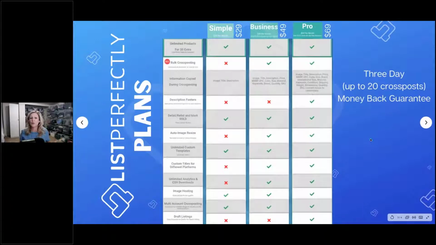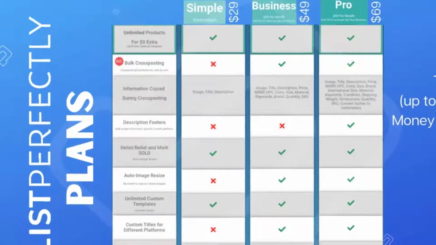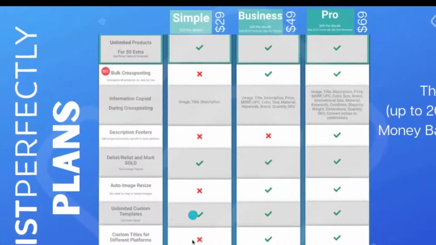They do offer 3 different plans. Pick the one that's right for you. I'll just leave this slide up really quick. What I'm going to do today is show you what List Perfectly does with each of the plans. So you can see the simple plan and everything that it offers, the business plan and everything that it offers, and the pro plan and everything that it offers.